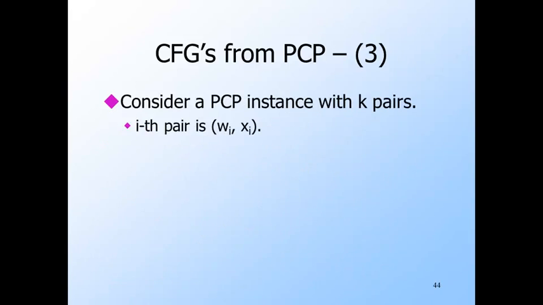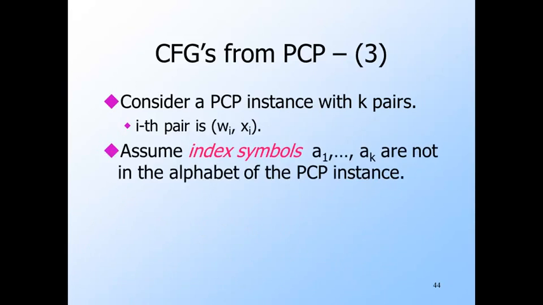Suppose we have a PCP instance with k pairs, and let the ith pair be wi, xi. We need k index symbols to represent the numbers of the pairs, and we'll use a1 through ak, which we may choose to be symbols that do not appear in the PCP instance itself. Notice that we're going to talk about reducing an uncoded instance of PCP, so it can have any alphabet, to an uncoded grammar, which also can have any symbols. However, the process we describe really takes place with all the symbols coded in the manners we have described. It is easier to follow the construction in the uncoded form, so that's what we'll do.